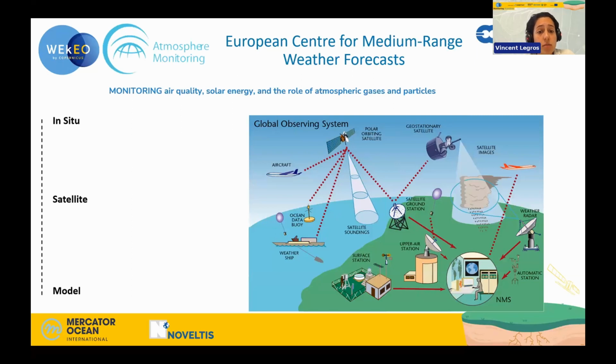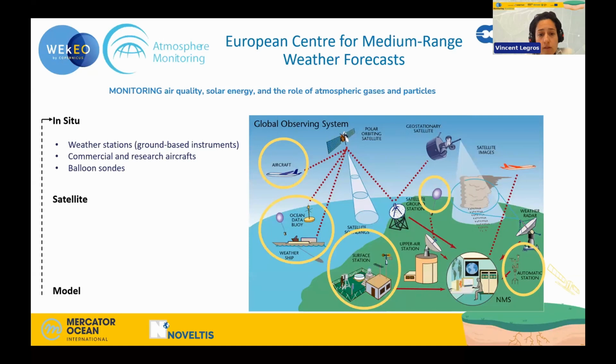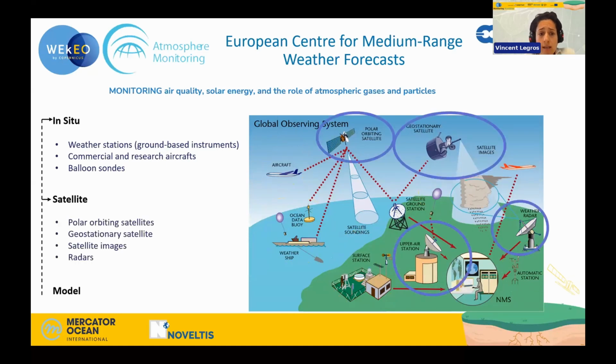For the atmosphere monitoring service, the goal is to monitor, for example, the air quality, the solar energy, and the role of the atmospheric gases and particles. Again, they also provide in situ, satellite and model data, using different sorts of instruments and different techniques.